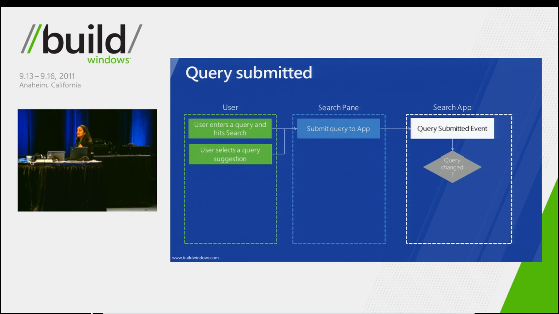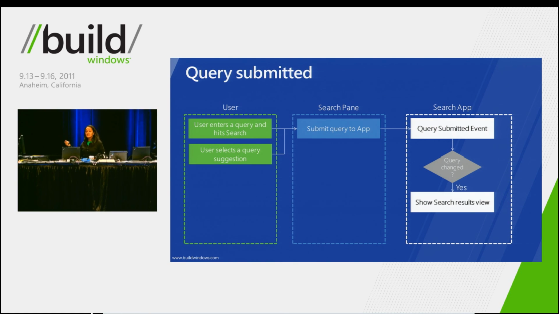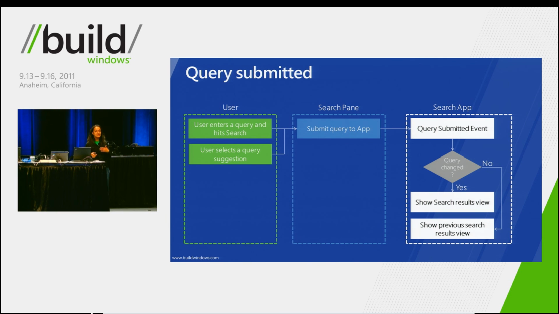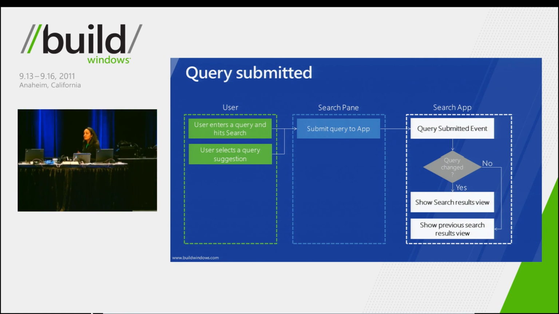Has the query changed from the last time? Let's say you were already in your search results page. If the query did change, update the search results view and show the newer results for the new query. If it didn't change, and it doesn't make sense because the user just did a search for that, you can just show the previous search results view and preserve the filters they might have applied.